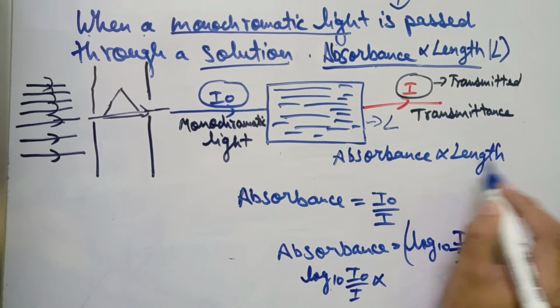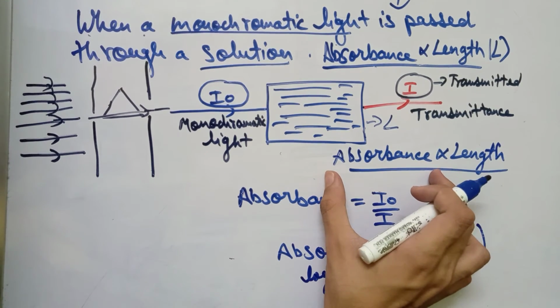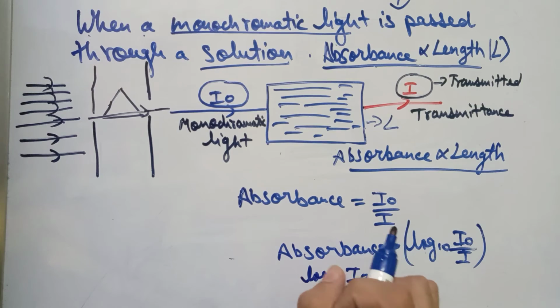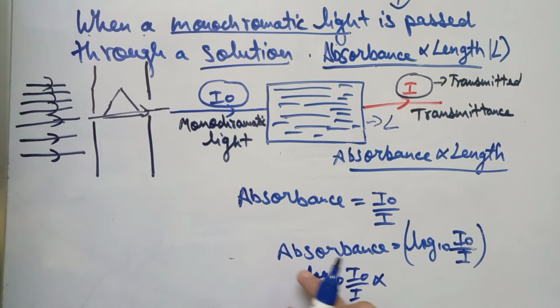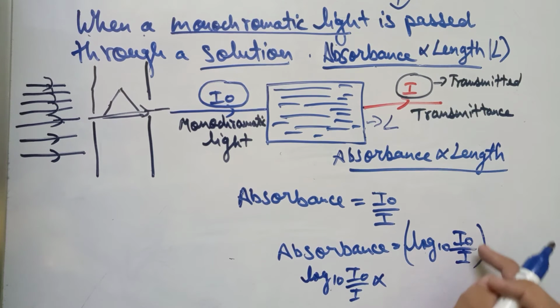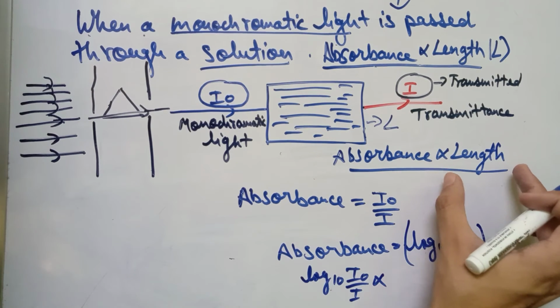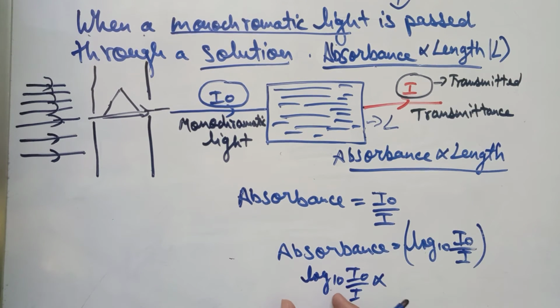So in Lambert's law, we have taken the absorbance as directly proportional to the length of the medium. Absorbance, as usual, can be calculated from I naught by I, and when we take the log, it can be written as log base 10 of I naught by I. Because absorbance is directly proportional to length in Lambert's law, we can write that log base 10 of I naught by I is directly proportional to the length of the medium. So instead of the concentration which we took in Beer's law, we write this as directly proportional to the length of the medium.